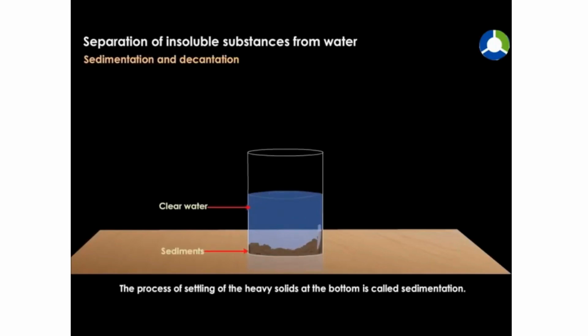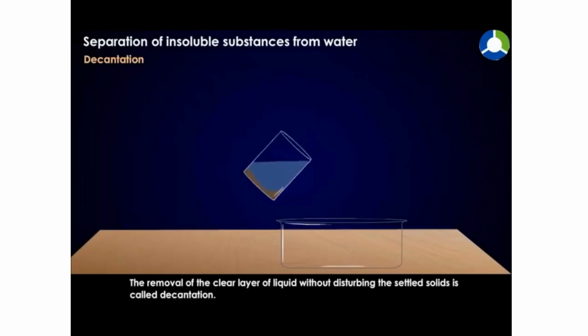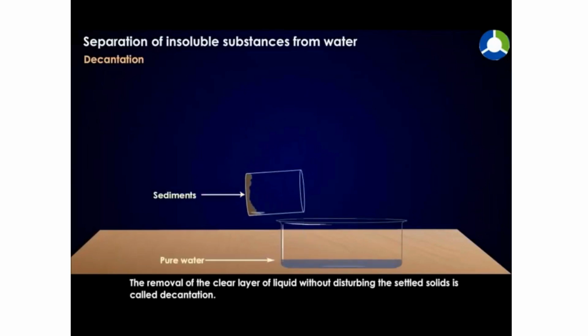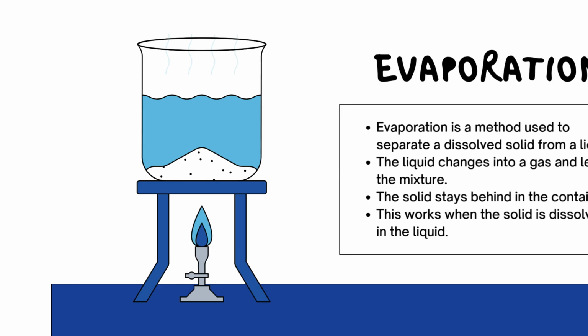The process of settling of heavy solids at the bottom is called sedimentation. Decantation. The removal of clear layer of liquid without disturbing the settled solids is called decantation.